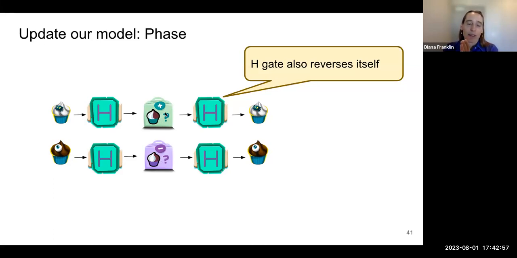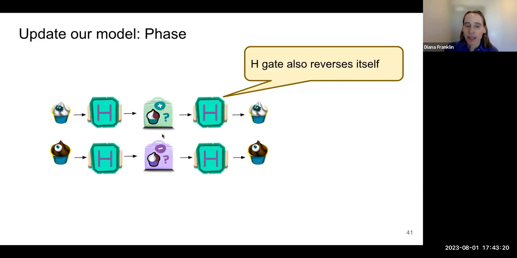Otherwise, once we put them through the second H gate, they can't then diverge back to vanilla and chocolate. So there is a very important distinction between them, and it's called phase. Quantum bits don't only store a percent probability of measuring vanilla or chocolate, 0 or 1. They actually have more complexity than that.